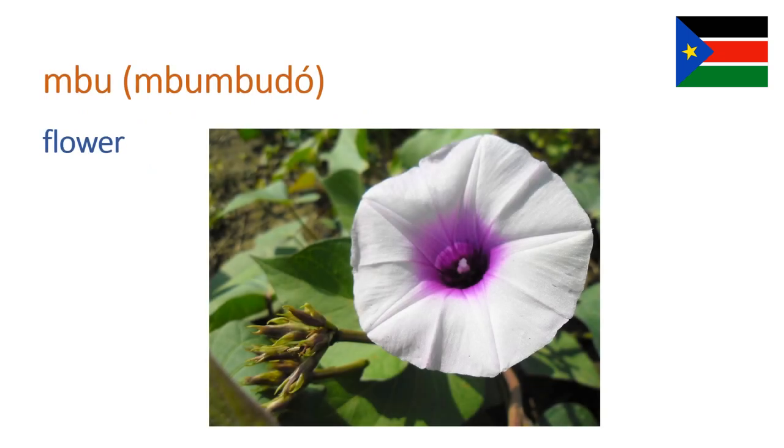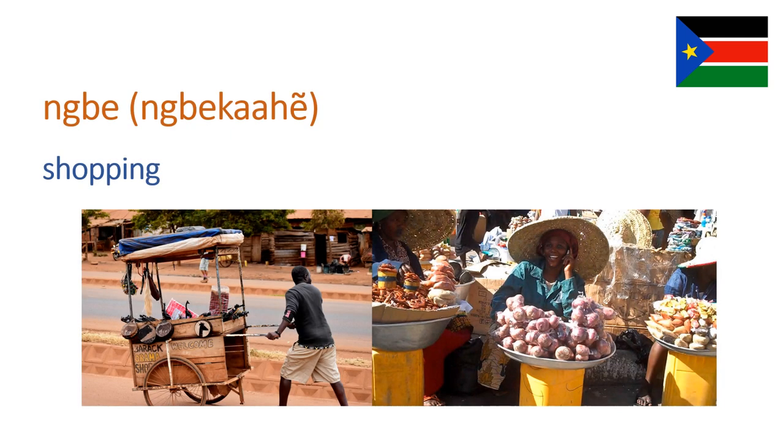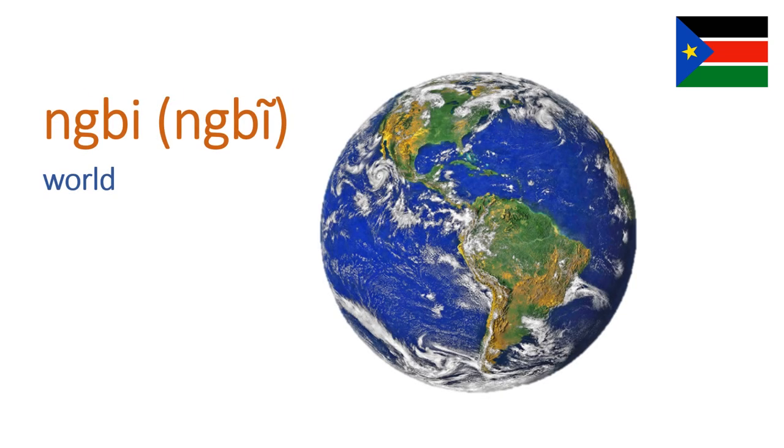Mbu, mbumbudo, that is a flower. Mbumbudo abangbe, the flower of sweet potatoes. Mba, mbagida, a bicycle. Gimi mbagida, my bicycle. Mbe, mbeka hen, that is shopping. Mbi, mbi, that is the world.